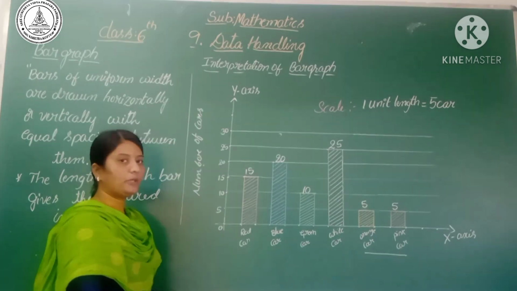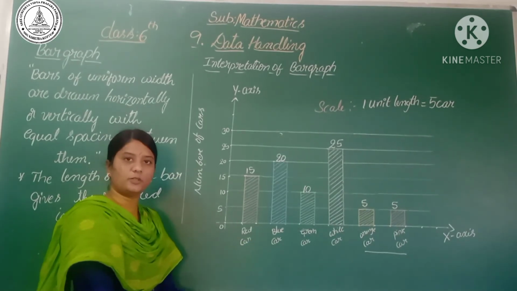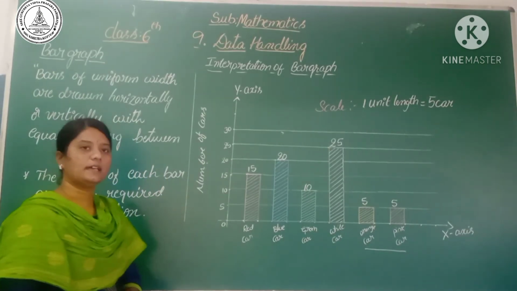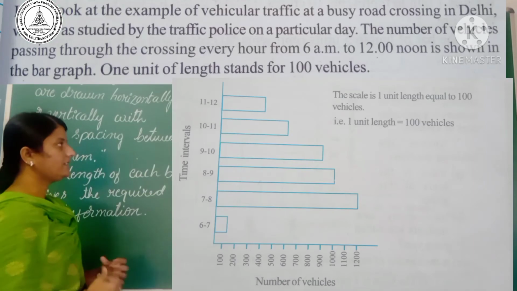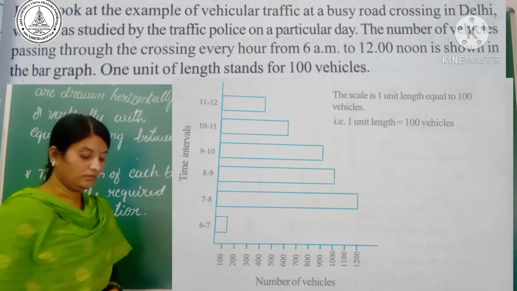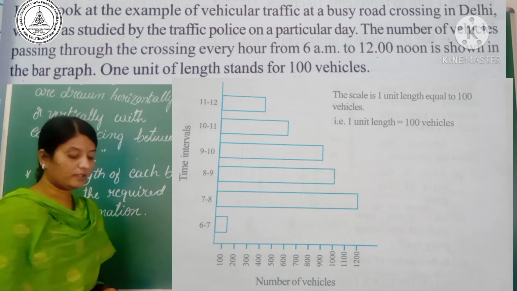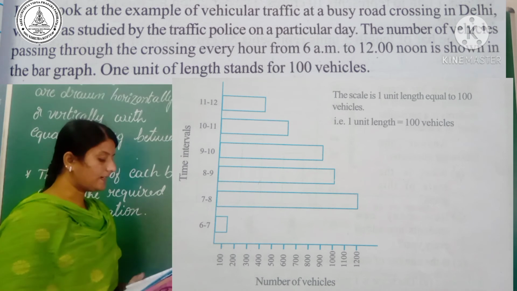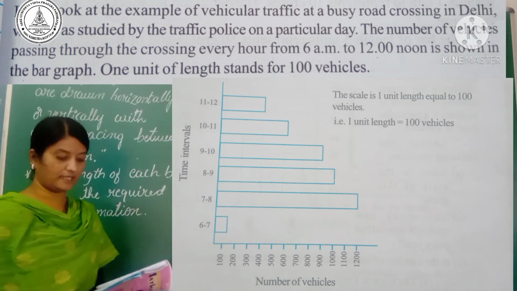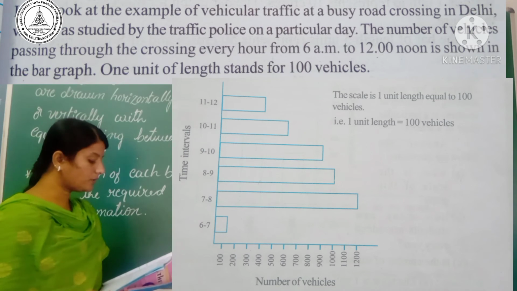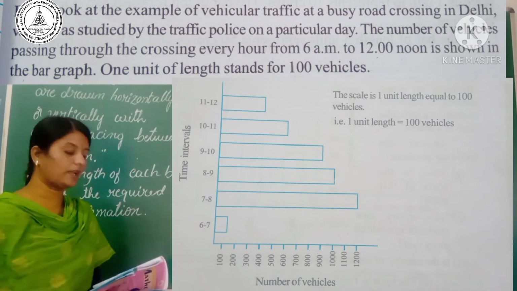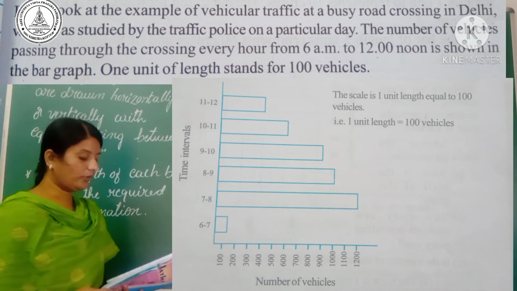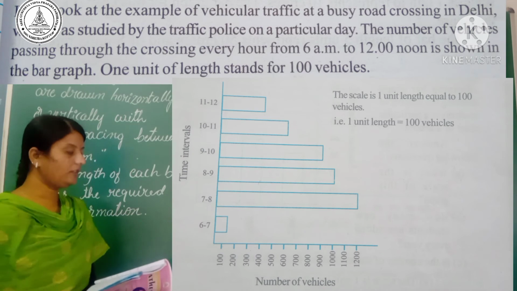Okay. Compared to the pictograph, the bar graph is very easy to read, right? Yes. Then let's see another example. The next example is vehicular traffic at a busy road crossing in Delhi, which was studied by the traffic police on a particular day. The number of vehicles passing through the crossing every hour from 6 am to 12 noon is shown in the bar graph. 1 unit of length stands for 100 vehicles.